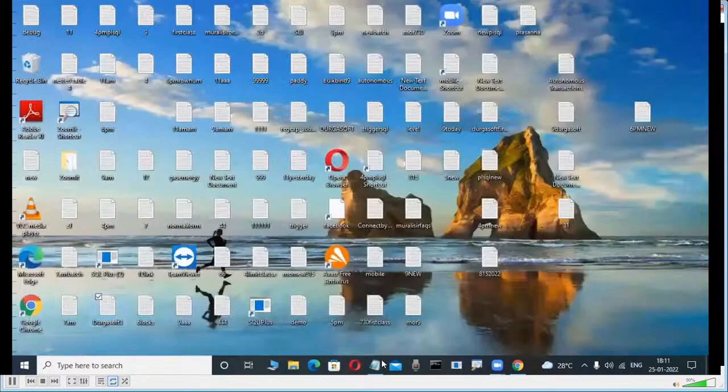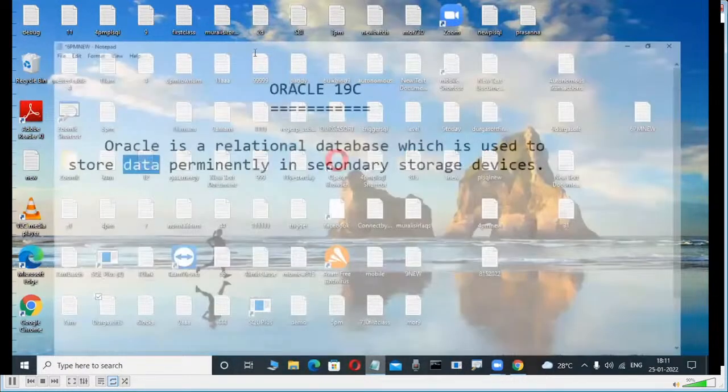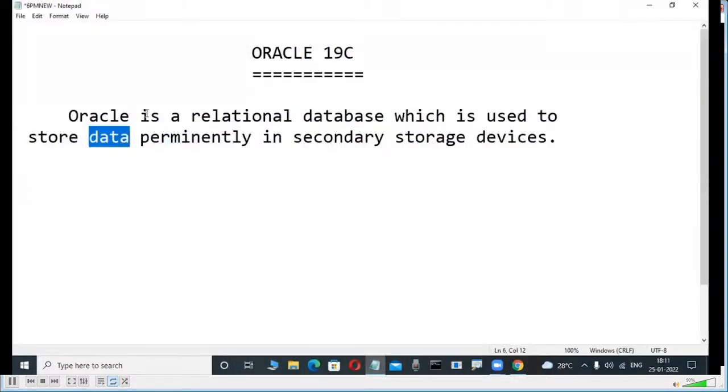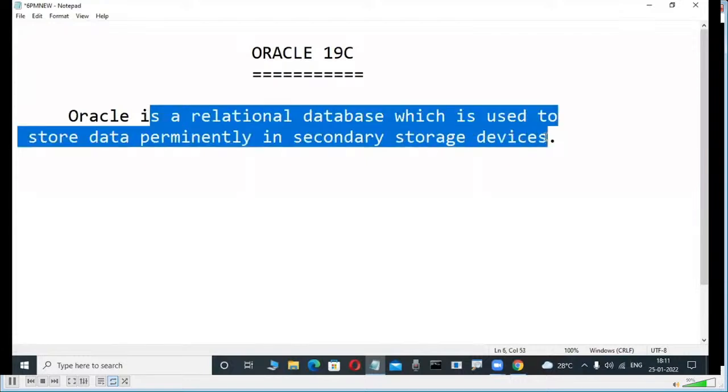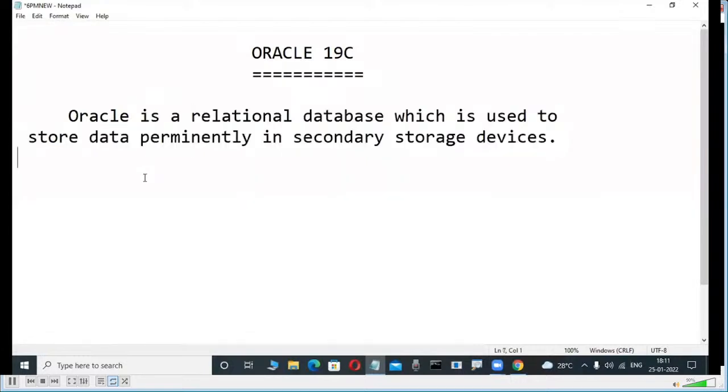Not first, because first means you will be confused. That's why directly, we are showing it practically, so you will understand. Oracle is a relational database which is used to store data permanently in secondary storage devices. Everyone knows. Write it. Next pair also write it.